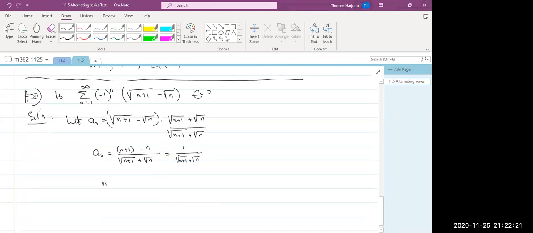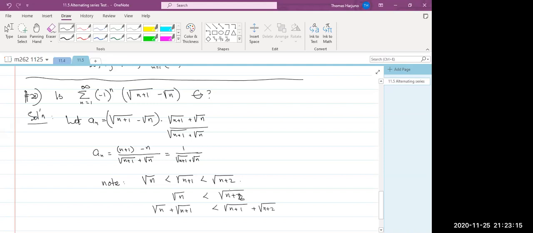Oh yeah, then this is decreasing. Note that square root of n plus square root of n plus 1 must be less than square root of n plus 1 plus square root of n plus 2. Is it right? Maybe we argue a simpler way. No, square root of n is less than square root of n plus 1 is less than square root of n plus 2. Right? Okay. So square root of n is less than square root of n plus 2. Now I add square root of n plus 1 to both sides. And of course, these inequalities are non-negative.